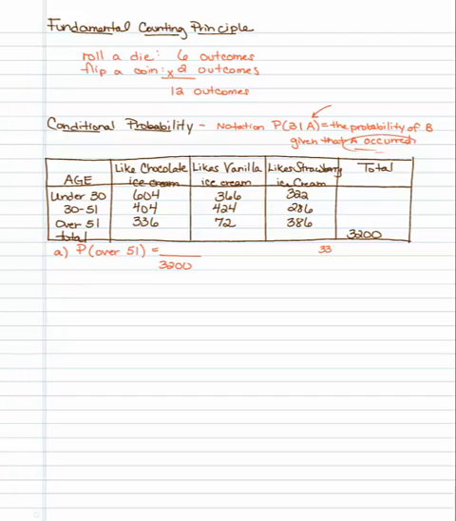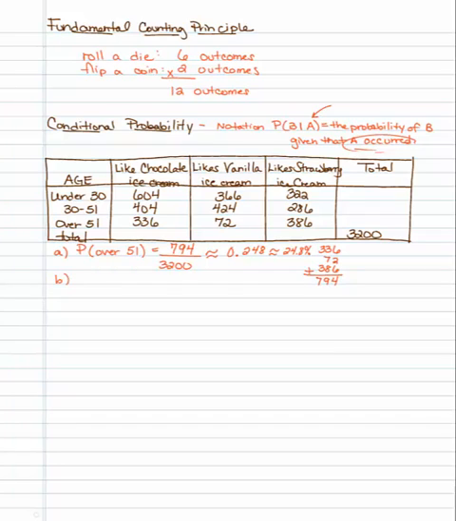So you have to actually total up how many are in that row. When I did it in my calculator, I got 794. So there are 794 people over 51 out of a total of 3,200. I can reduce this, and I can change this to a decimal: 0.248, something like that, or 24.8%. Probabilities can be written as fractions, decimals, or percentages. All of them would be acceptable.